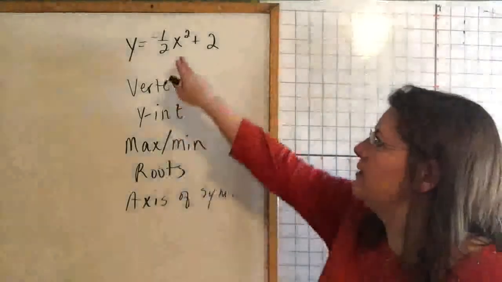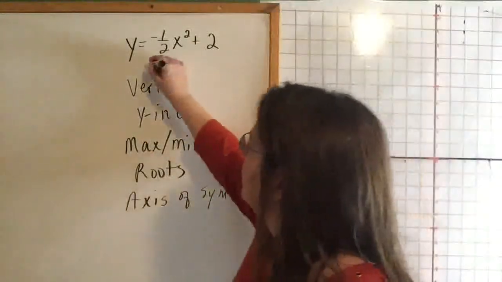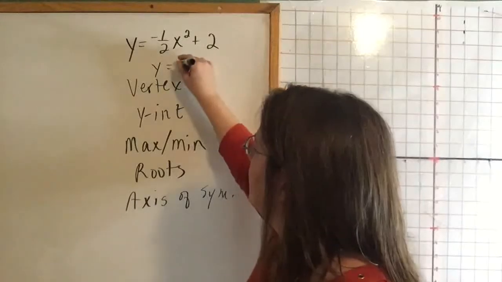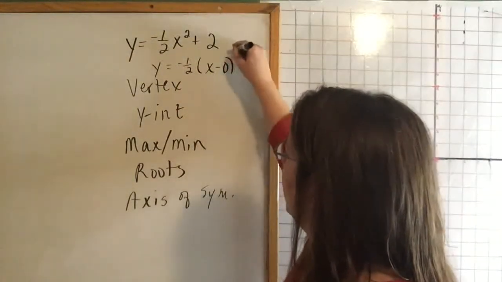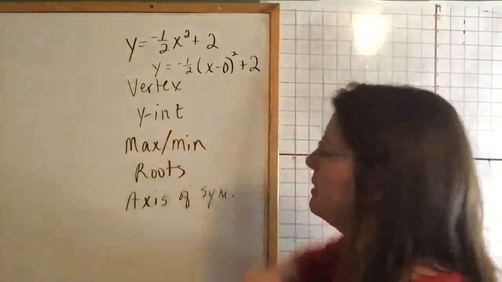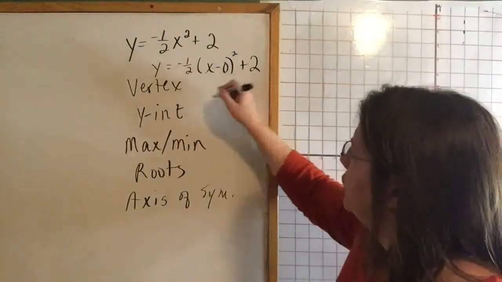Okay, well, looking at this, it's very similar to the last one, where we can rewrite that into vertex form very easily. That's -1/2 (x minus 0) squared plus 2. It's in vertex form. So the vertex is (0, 2).